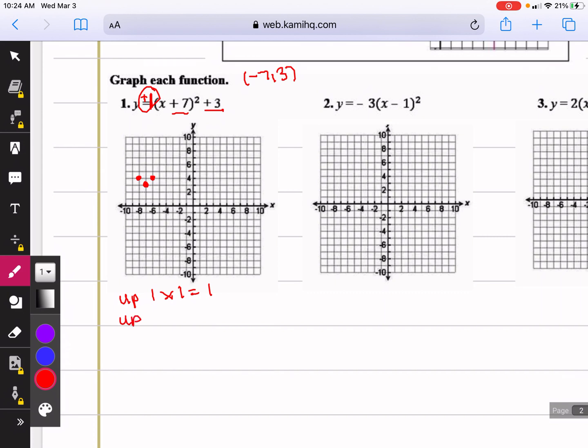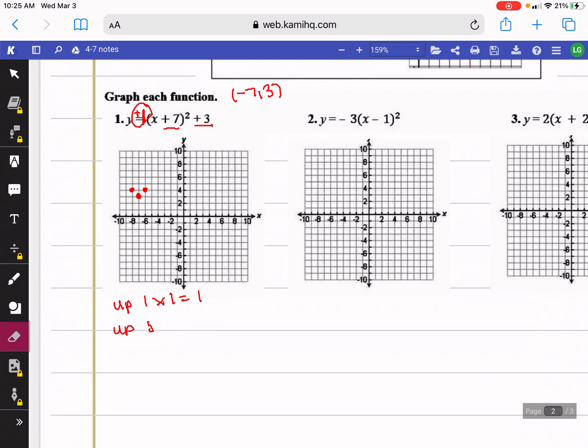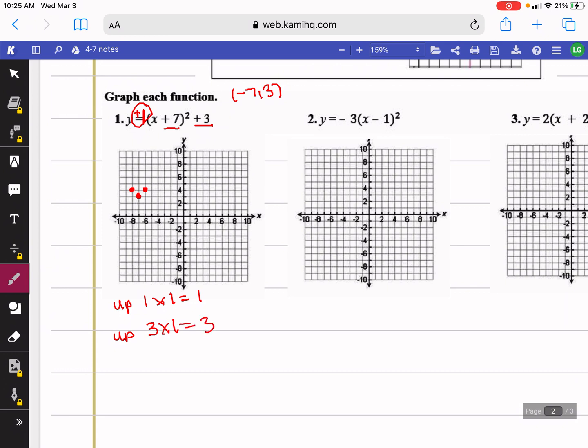Next, I'm going to go up 3 times 1 or 3 units. So from here, I'm going to go back to my points that I just did, and I'm going to go up 1, 2, 3, right 1. Same thing on the other side, up 1, 2, 3, left 1.